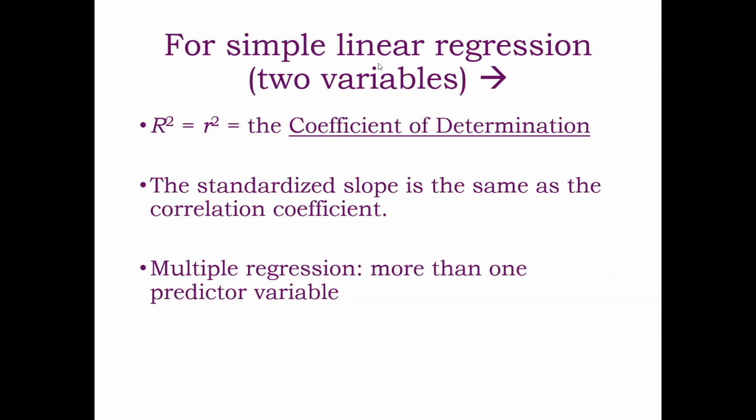So for simple linear regression, like we're doing, just using two variables, r squared is the same as Pearson's r squared, and it's called the coefficient of determination. Again, the standardized slope is the same as the correlation coefficient. Multiple regression is what you call it when you use more than one predictor variable.